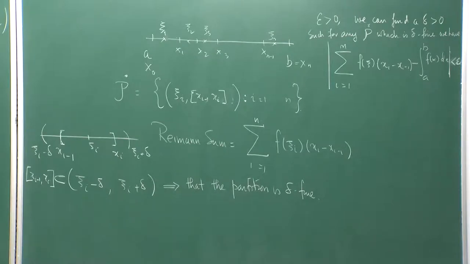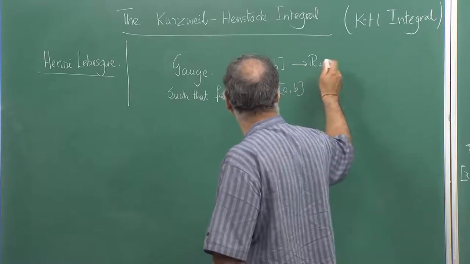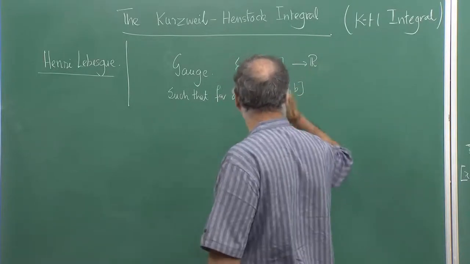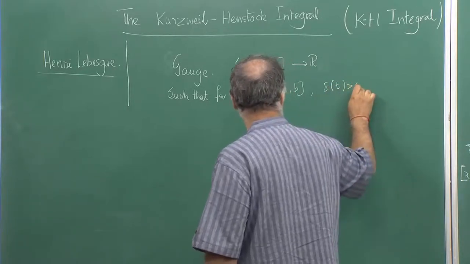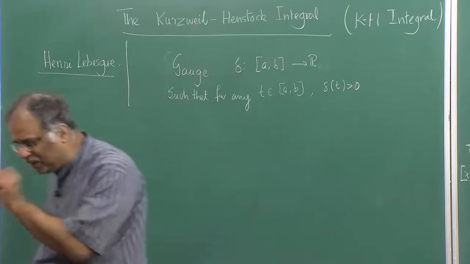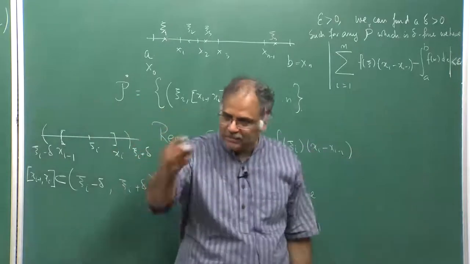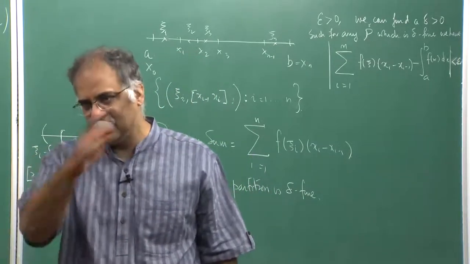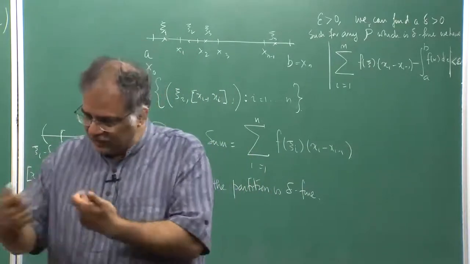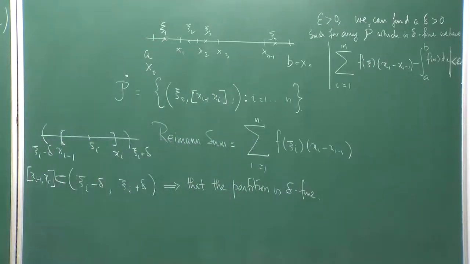So, that for any t element of AB, actually I should write it directly R plus, or just write R into R, such that for any t element of AB delta t is strictly bigger than 0. So, for each tag point now, I will have a separate delta. Here what is the meaning of delta fine? A single delta should work for all the, here I am thinking, okay, I do not need a single delta to work for everything. I will just use a gauge for everything, it will change. So, just a little bit of thought process.